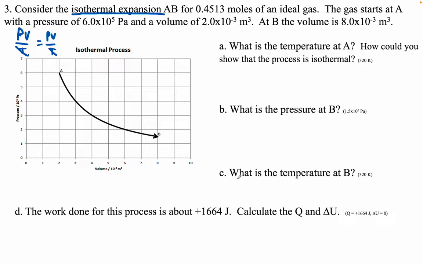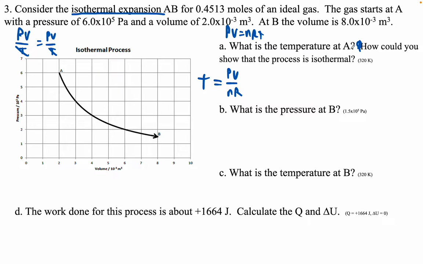How could you show this process is isothermal? Okay, so we already did that. Just look at the PVs and show that the PVs are the same, at least for a couple spots. And this is a question you see on IB tests, right? Let's find the temperature at A. So PV is nRT, so therefore T is PV over nR, right?